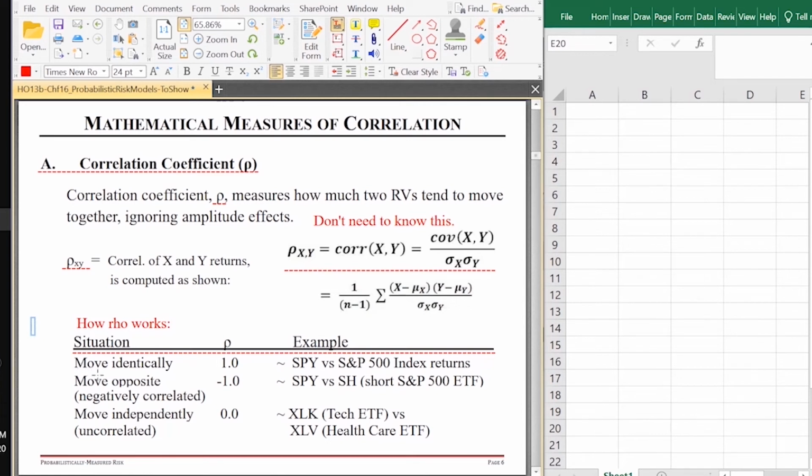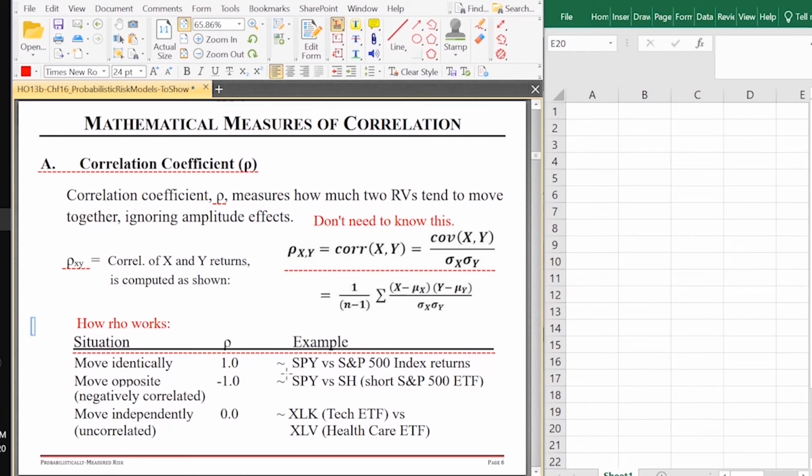So if two stocks, or two exchange-traded funds, either one, tend to move identically, they'd have a correlation coefficient rho of 1. So an example of that might be something like the SPY ETF, which aims to follow the S&P 500 stock index, versus the S&P 500 index itself.